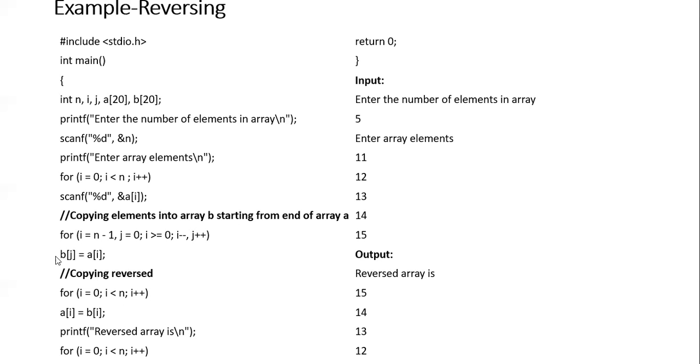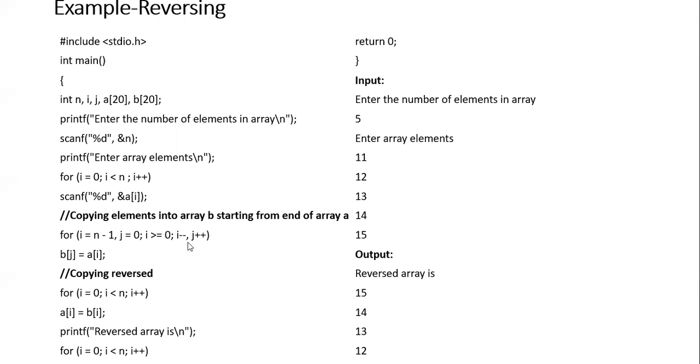You can see here, for i is equal to n minus 1, i will be starting from the last position. For one array, you are using two variables, i and j, two indices. One will be n minus 1, one will be 0. If n is 5, 5 minus 1 is 4, so i starts with 4. So i is from the last index, and j is from the first index. Always your i should be greater than or equal to 0.